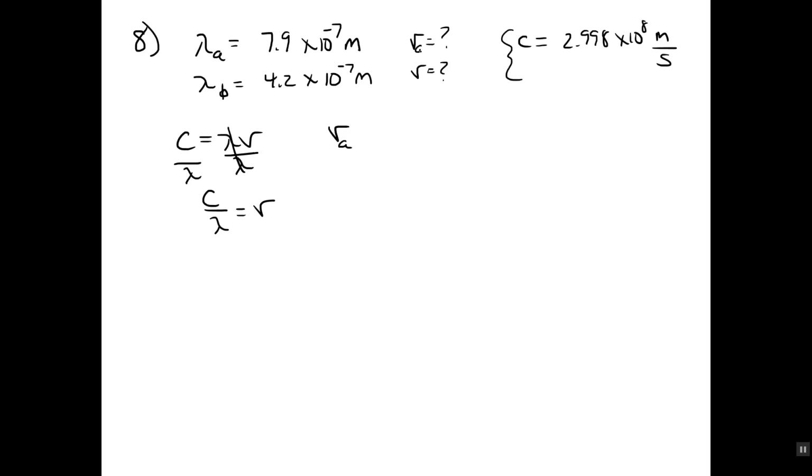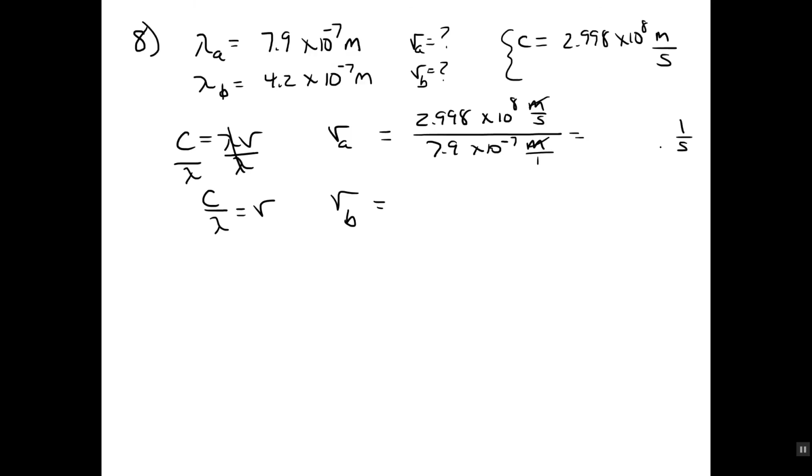Frequency of A, we'll call this one A because it's in the same line as A, and we'll call this the frequency of B. And so the frequency of A is going to be equal to C over wavelength. So we've got C here, 2.998 times 10 to the 8th meters per second over the wavelength, which is 7.9 times 10 to the negative 7th meters. And so when we divide those, again, that's M over 1, so those cross out. You're going to have the label as 1 over S. So the frequency of A, when we divide that out, is 3.8 times 10 to the 14th.